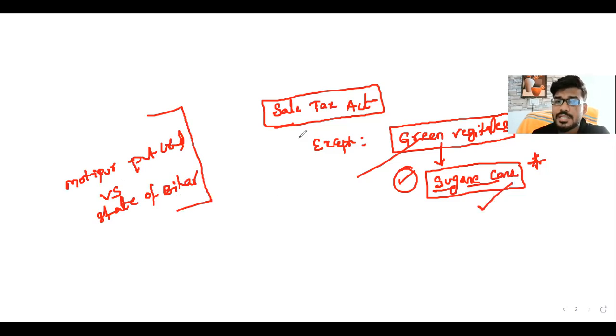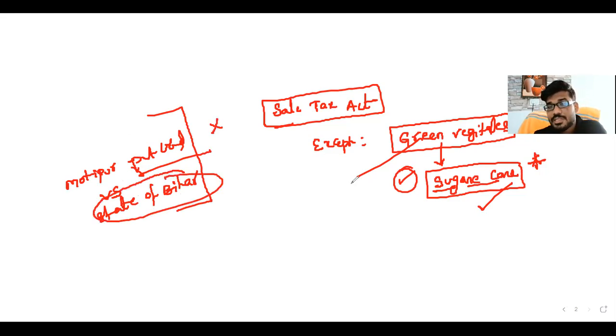Motipur Private Limited said it cannot pay the sales tax. But the State of Bihar clearly said that sugar cane is not a green vegetable, so you are liable to pay sales tax on that, and demanded the sales tax from the private limited company. Then Motipur Private Limited said, I am applying the natural meaning, the literal meaning, literal interpretation. What is a green vegetable? Is sugar cane related to green vegetables or not?